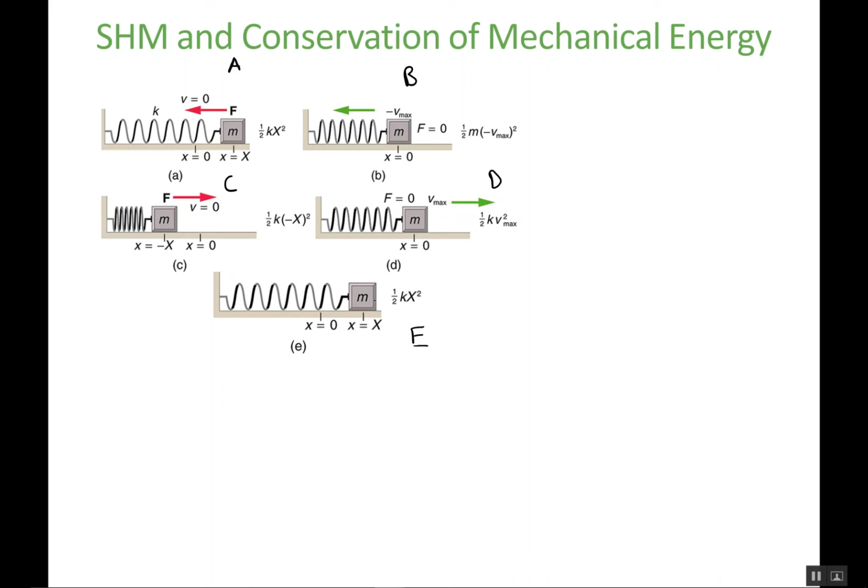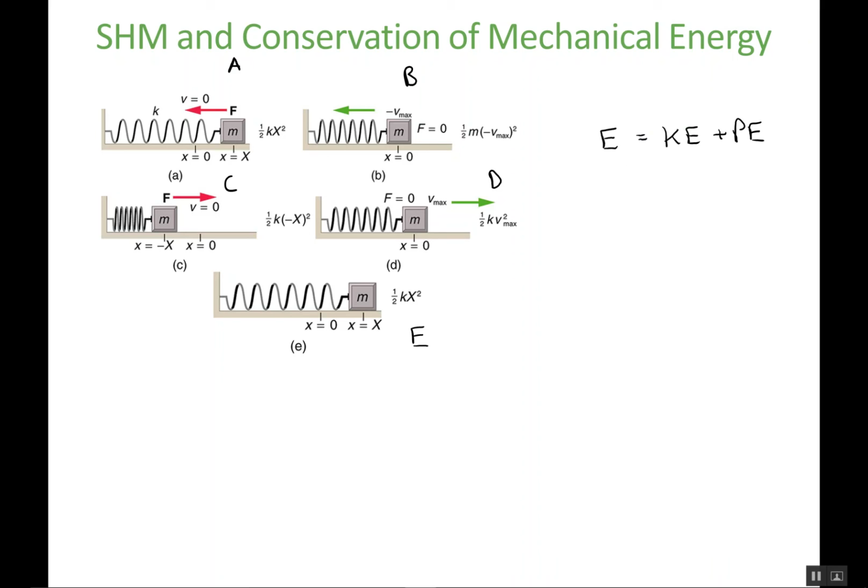And then the process repeats. In panel E, the mass has returned to where it started in panel A, so it's completed one complete oscillation. The amount of time it would take to complete this one complete oscillation would be the period of the oscillation, and 1 over this time would be the frequency of this oscillation.